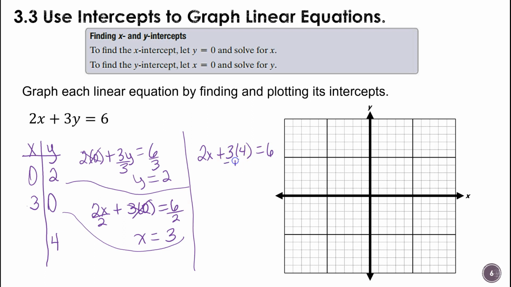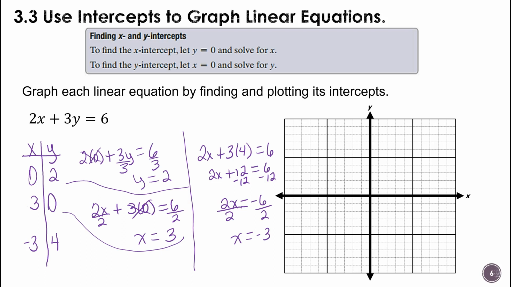That's a 12, so I'm going to subtract 12 on both sides. Let me go ahead and write that out. So 2x plus 12 equals 6. I'm going to subtract 12 because I'm solving for x. You had to learn solving equations in the previous chapter in order to be ready for this chapter. Then we divide by 2 to solve, and x is negative 3.